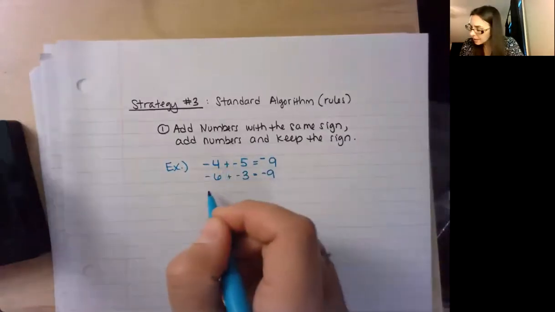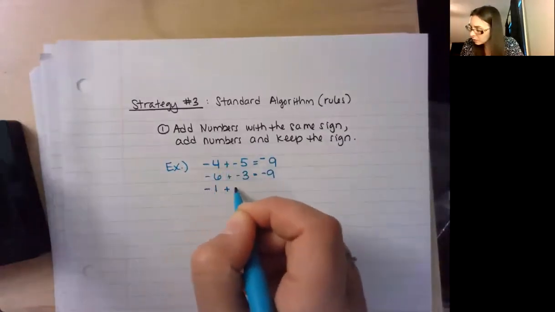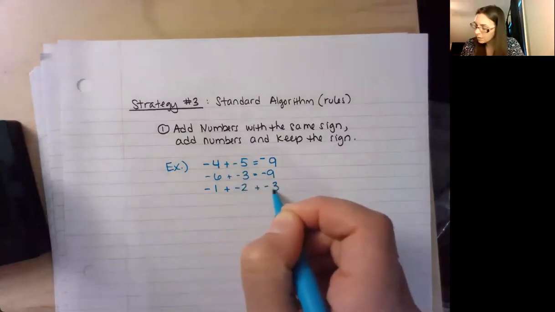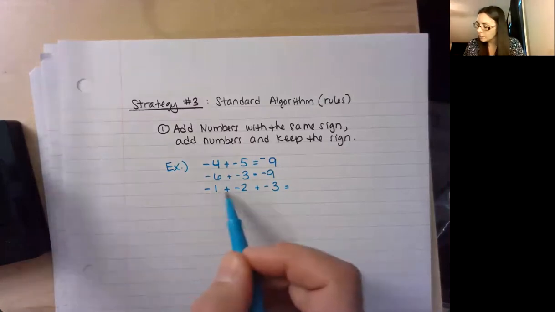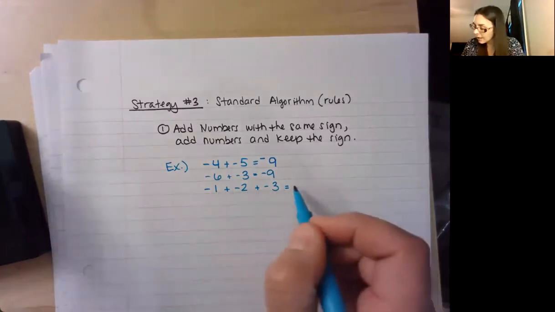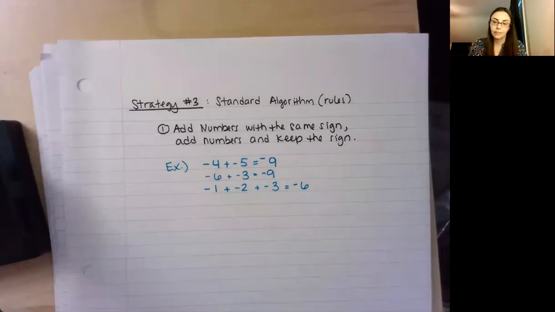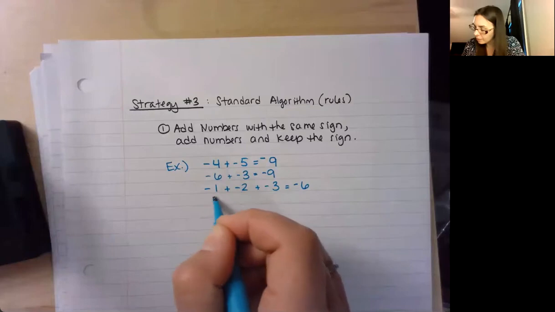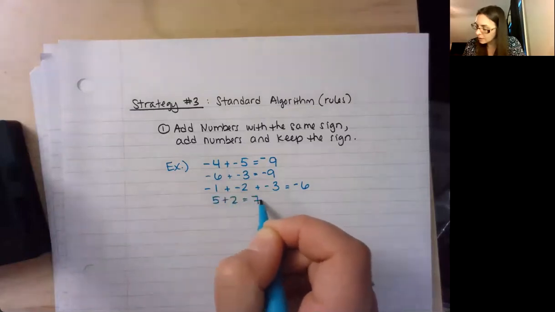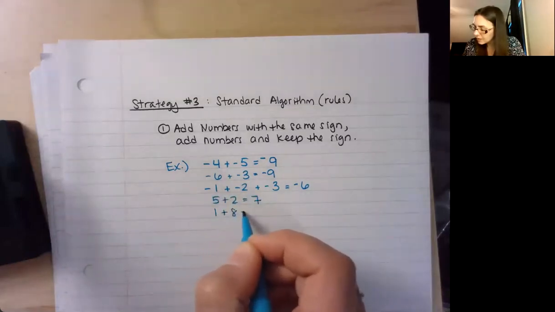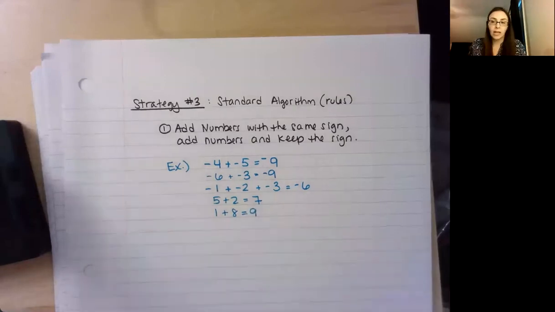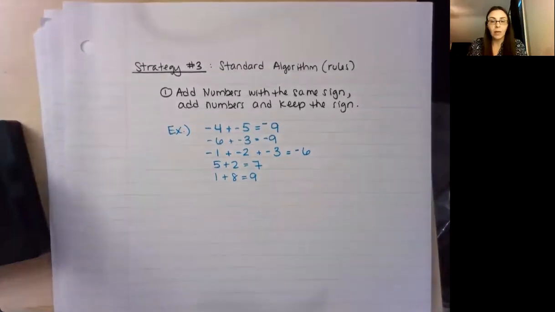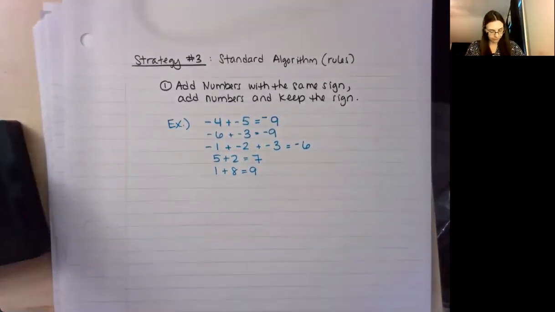So let's say I had something like -1 plus -2 plus -3. Well, now I have still all negatives, so I can add them up. 1 plus 2 is 3, plus 3 again is 6, so I have 6 negatives. And of course, this works for positives too. If you were adding 5 plus 2, it would still be 7. 1 plus 8 would still be positive 9, and so on. So when you're building in mathematics, you should never change the old rules you already have. We should just be expanding on them.